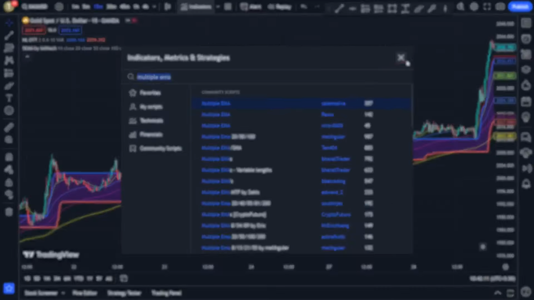When these three conditions are met, we can place a buy order and set our stop loss below the red line of the HOTT indicator. And risk to reward ratio will be 2.